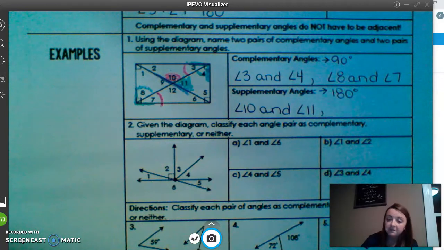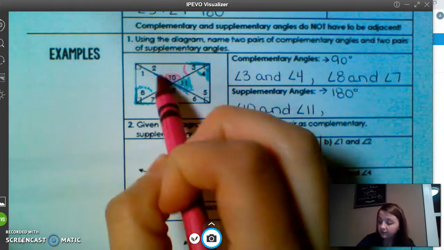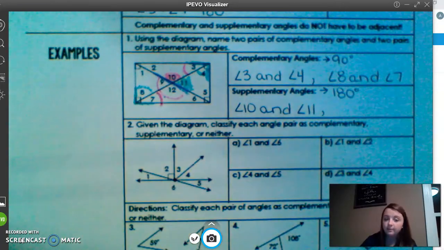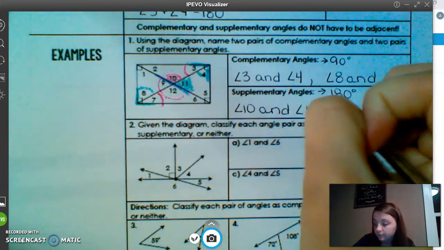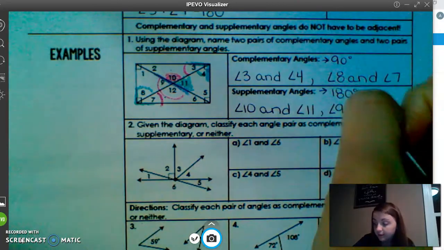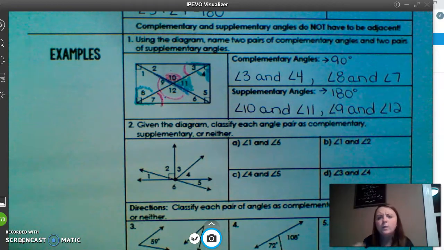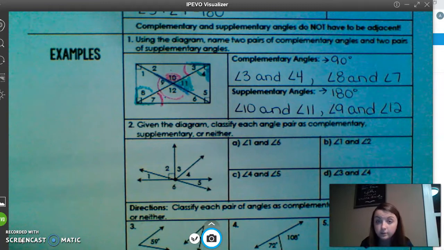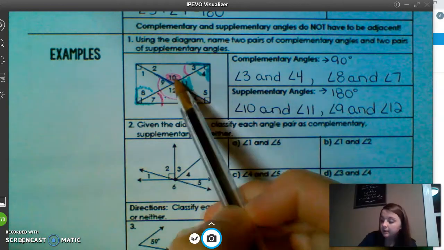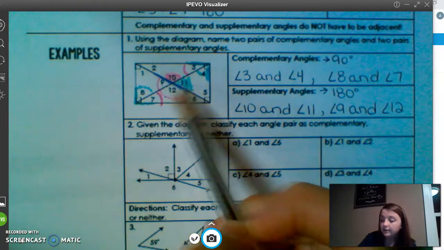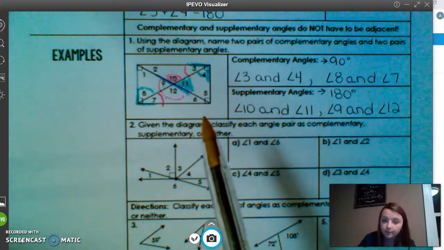So I could just look on the other side. Angle 9 and angle 12 would be supplementary as well. Now, again, I don't want you thinking at home, Miss Brown, Miss Brown, why not this? Why not that? You can email me those questions. But 10 and 9 are supplementary, 11 and 12 are supplementary as well. Okay?